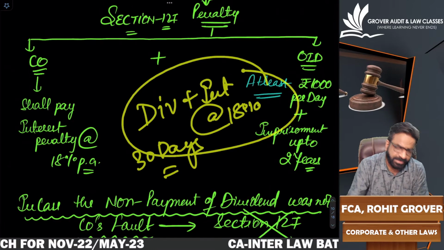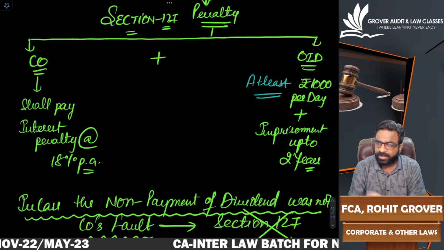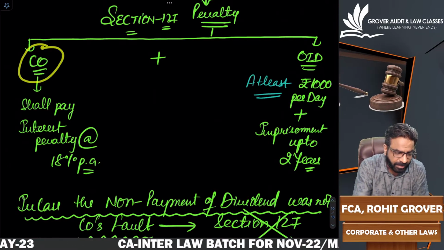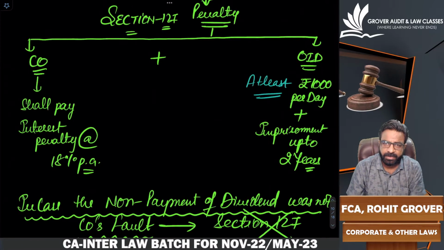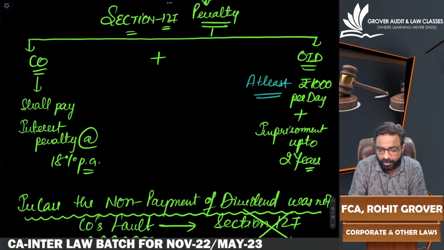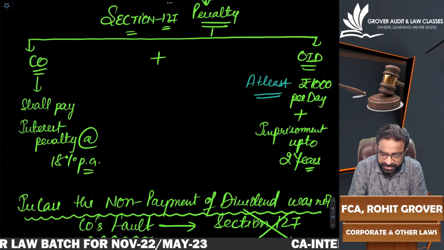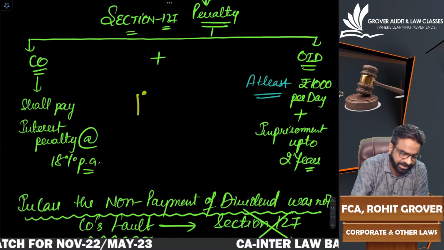Dividend plus interest at the rate of 18% per annum. Did you understand? Yes. And not only the company, actually payment of the dividend is the responsibility of the board of directors only, na? So the board of directors is also going to be liable to pay the fine. How much fine do they have to pay? 1,000 rupees per day plus imprisonment up to how many years? 2 years. This is what section number?